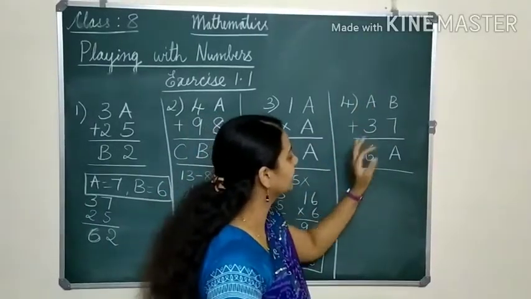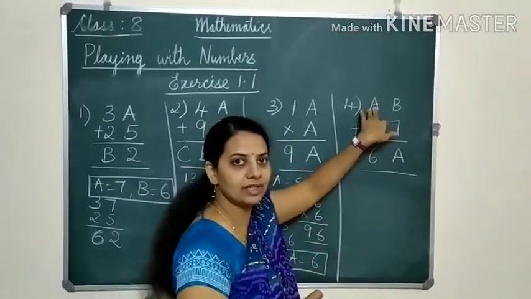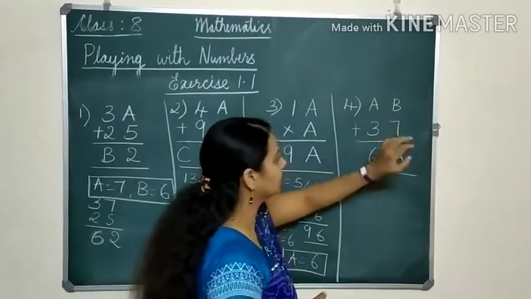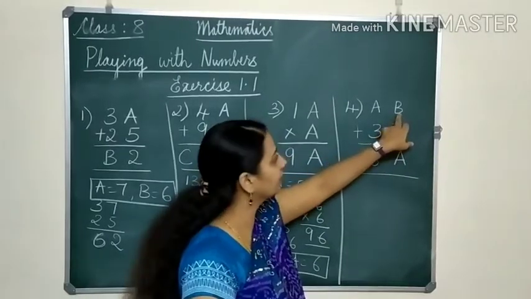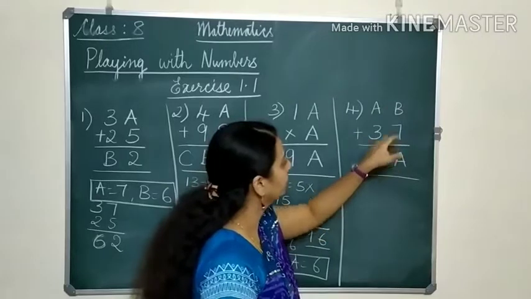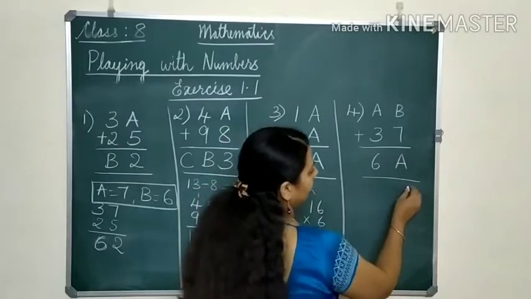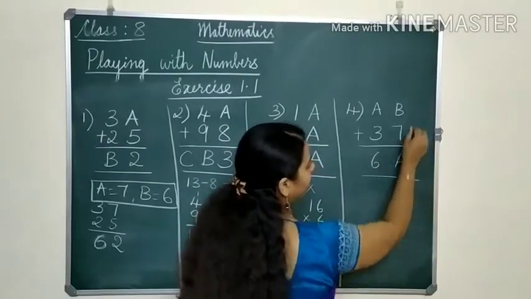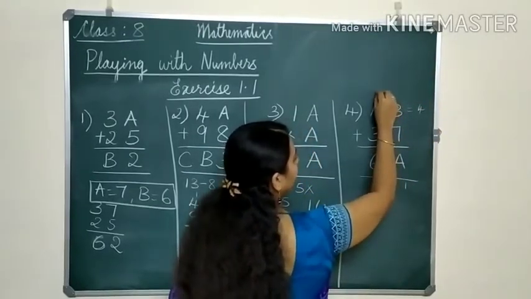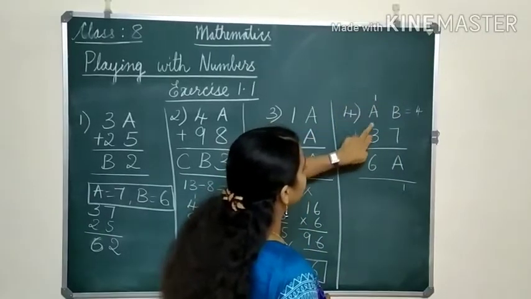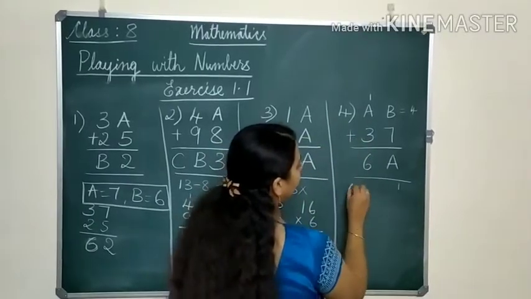Now coming to the next sum. AB plus 37 gives you 6A. Here A cannot be 0. You remember the rule number 1 which we learnt while solving the puzzles. A cannot be 0. So here also it cannot be 0. If it has to be 0 here, then B has to take the value of 3. So B cannot take the value of 3 also. Now consider B as 4. 4 plus 7 is 11. If B is equal to 4, then 4 plus 7 is 11. 1 goes carry over. So 1 plus 3 is 4. 4 plus 2 gives you 6. So A takes the value of 2.